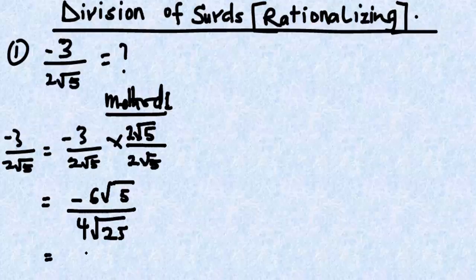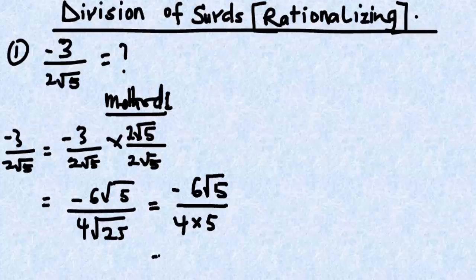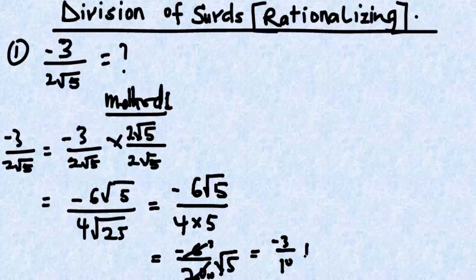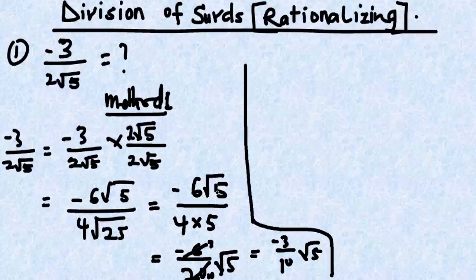So here we have negative 6 root of 5 over 4 multiplied by 5, or root of 25 is 5. Okay, so we have negative 6 root of 5 on 20, which we cancel out to give us negative 3 root of 5 over 10. Okay, so this is method 1.